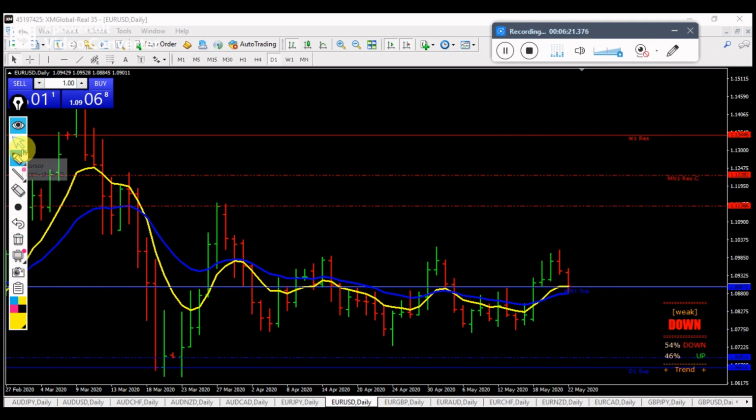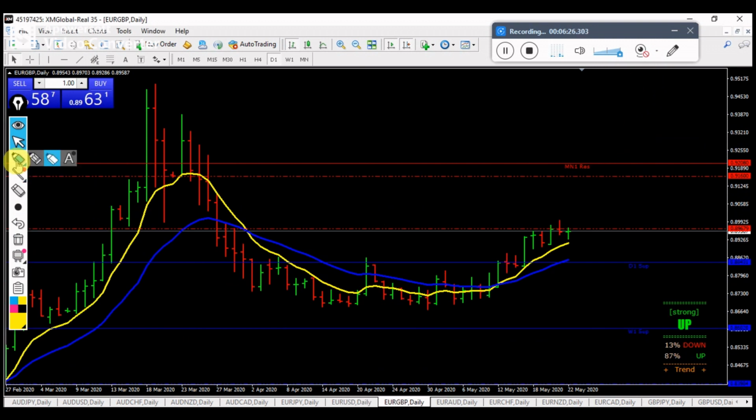Let's move to our Euro GBP. I am expecting Euro GBP will go down. As you can see, it's touched one of our resistance levels here. Now it started going down. So what I'm expecting, Euro GBP will go down.